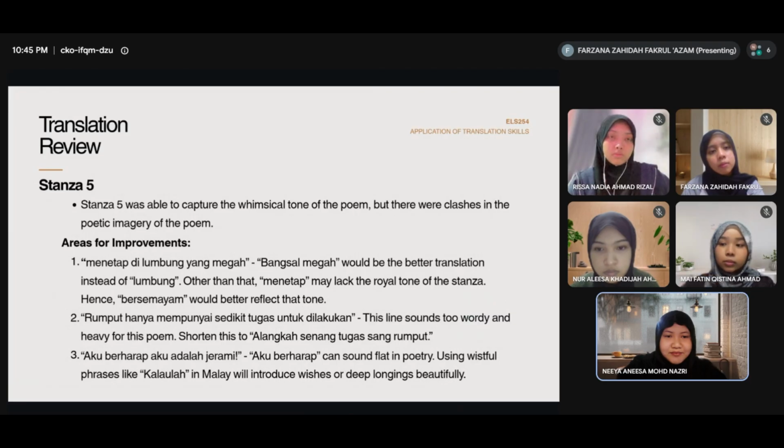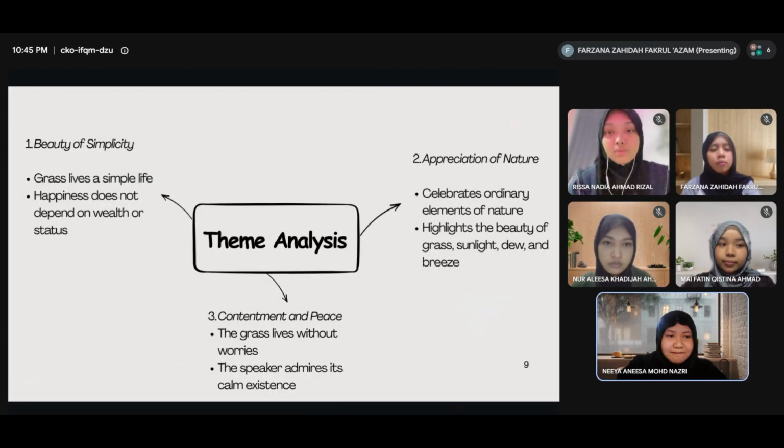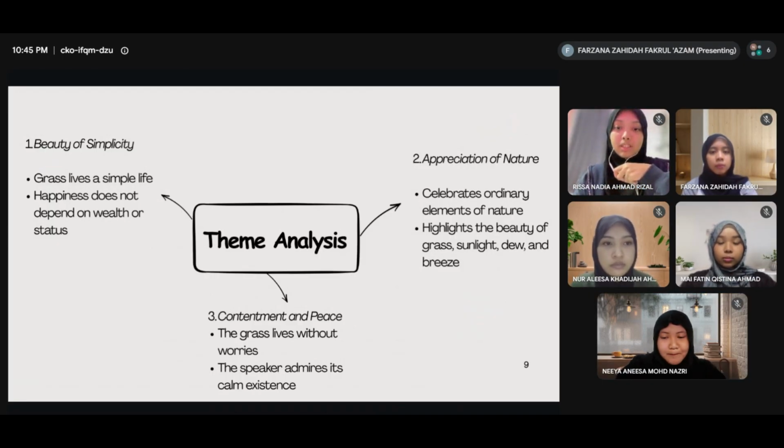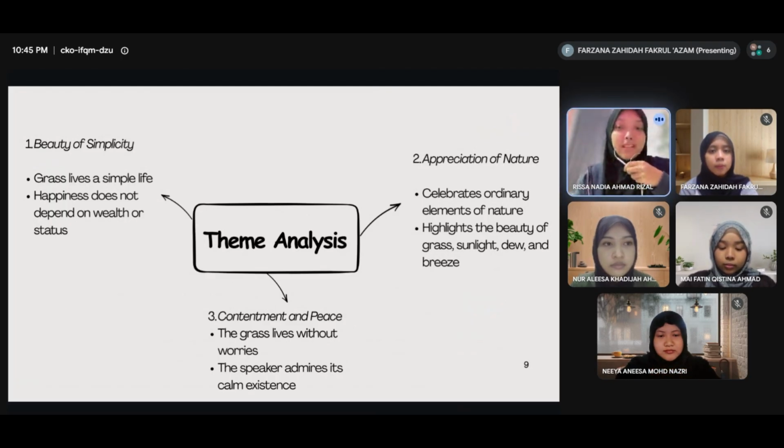So next. So now I will be passing this over to our literary analyst. Thank you, Nia. Okay, so now I'll be explaining about the theme analysis.